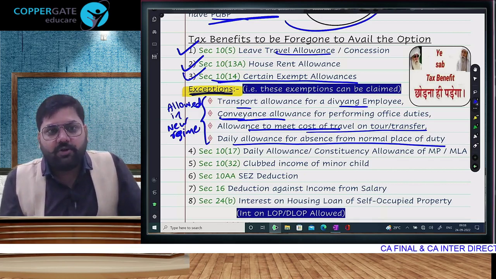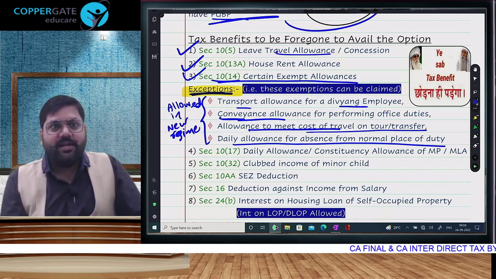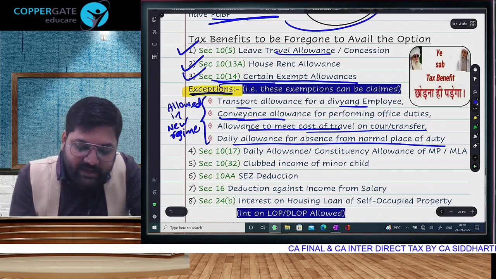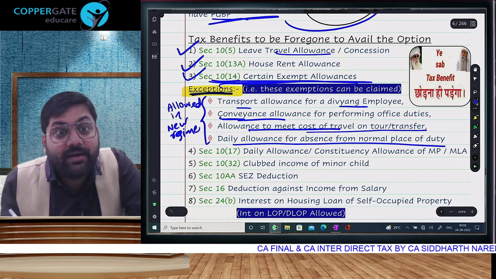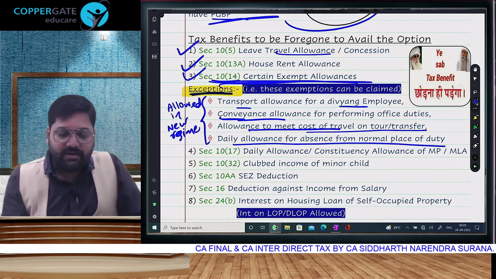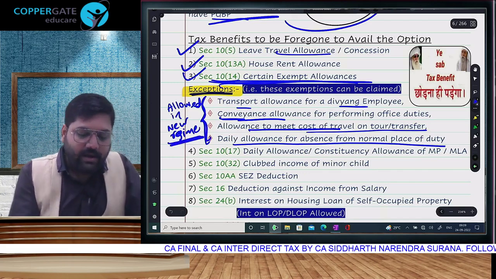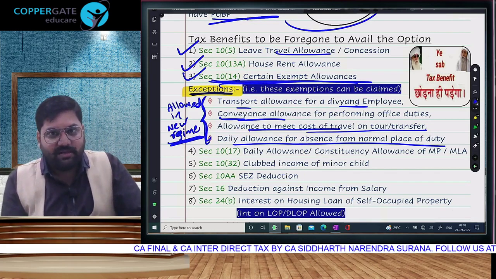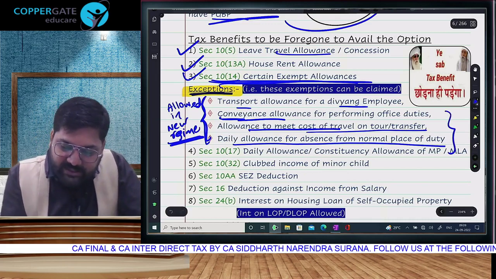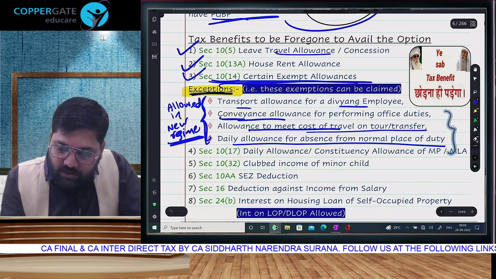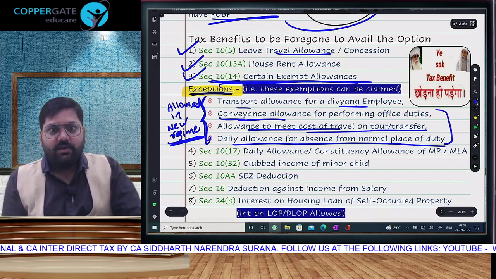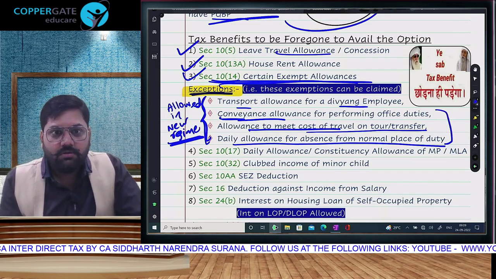That exemption is going to be allowed in the old regime as well as the new regime. Normally 10-14 exemptions will not be allowed in the new regime. But these 4 are going to be allowed in the new regime. Understood the meaning of exceptions and the logic behind those exceptions. Look, friends, these 3 are my expenses only. So this you have to give me, no?